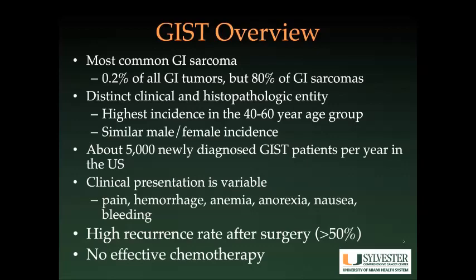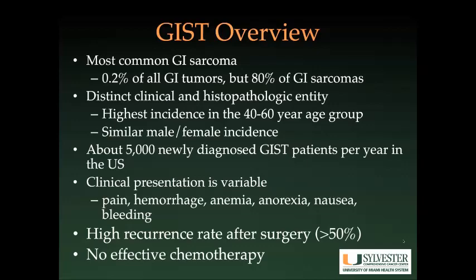The clinical presentation is highly variable. GIST can arise anywhere in the GI tract, from the esophagus all the way to the rectum, and that initial site where the GIST forms may drive the diagnosis. For instance, if a patient has a GIST in the esophagus, the first symptom they notice might be difficulty swallowing.